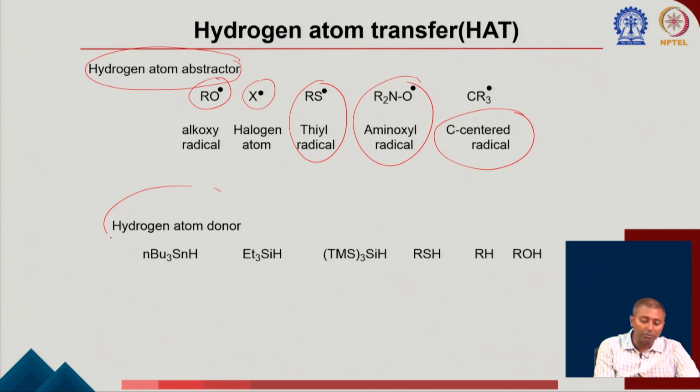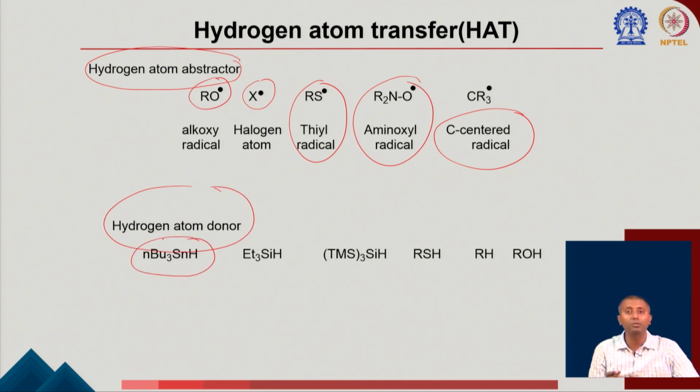Then there are some hydrogen atom donors. I am sure you have seen tributyltin hydride before, when I talked about the Barton decarboxylation reaction. Then triethylsilane, these silanes are very useful. I am going to explain them again when I talk about silicon chemistry, why this type of compound is very useful and used as a hydrogen atom donor.